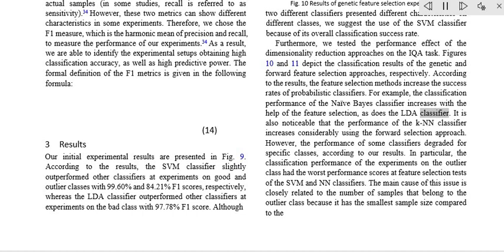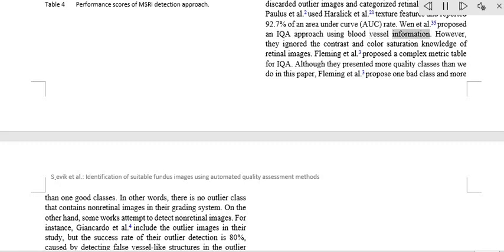Wen et al. proposed an IQA approach using blood vessel information. However, they ignored the contrast and color saturation knowledge of retinal images. Fleming et al. proposed a complex metric table for IQA. Although they presented more quality classes than we do in this paper, Fleming et al. propose one bad class and more than one good classes. In other words, there is no outlier class that contains non-retinal images in their grading system.